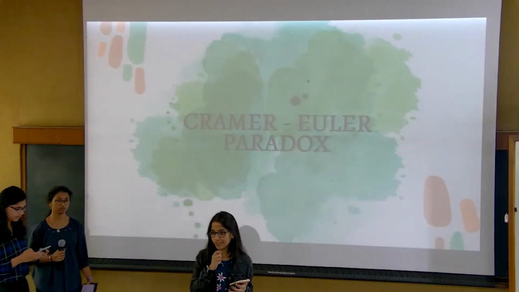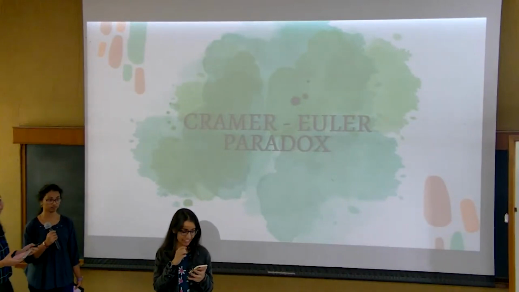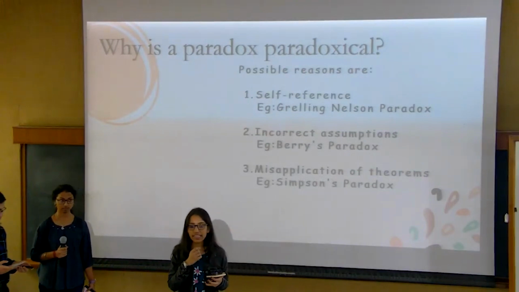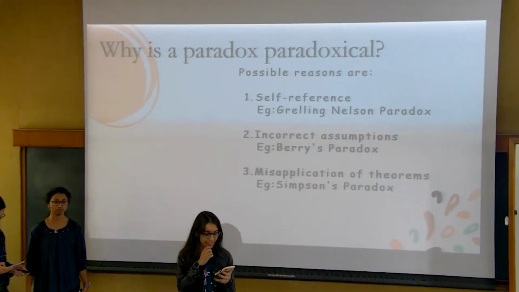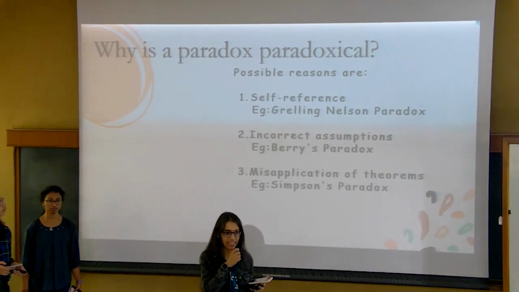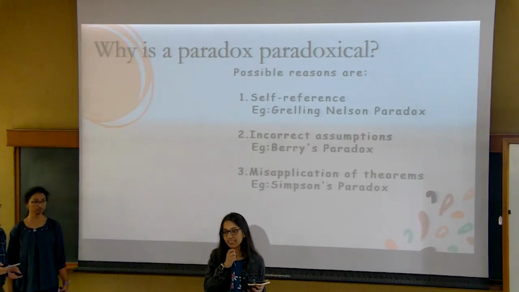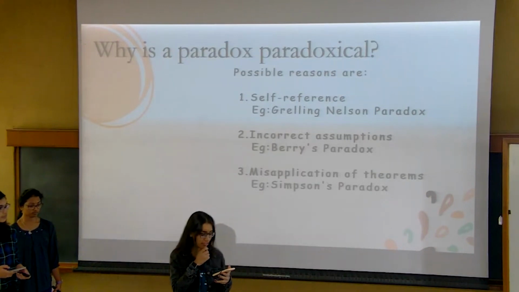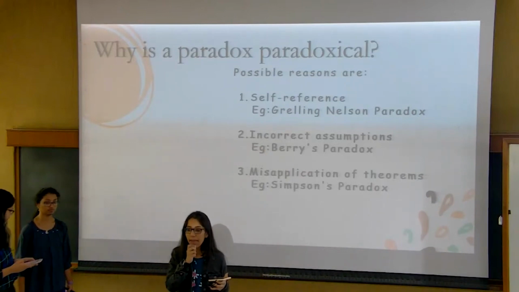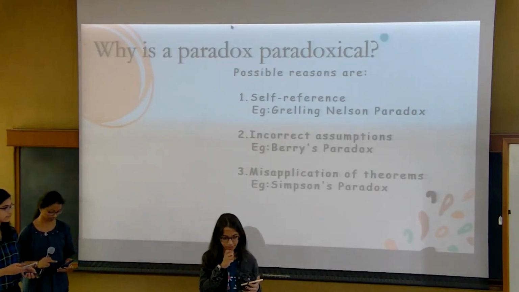I think by now everybody knows what a paradox is. Let us see what makes a paradox paradoxical in general. There can be several reasons for that. The first being self-reference, as we have seen in the beginning, in the Grelling-Nelson paradox that was presented by Naman and Indriyul. Another reason could be incorrect assumptions, that we have just seen in Perry's paradox that was presented by our friends. Another reason could be misapplication of theorems, which is seen in Simpson's paradox.